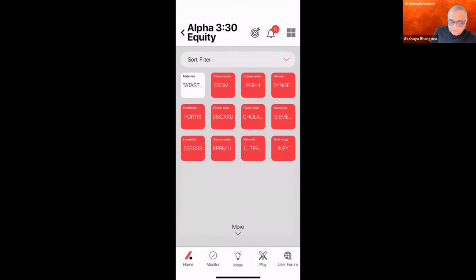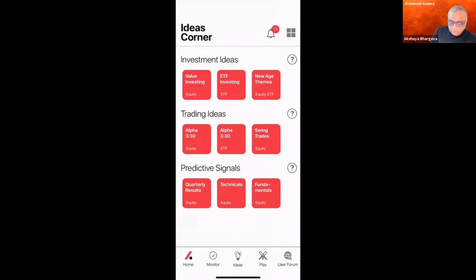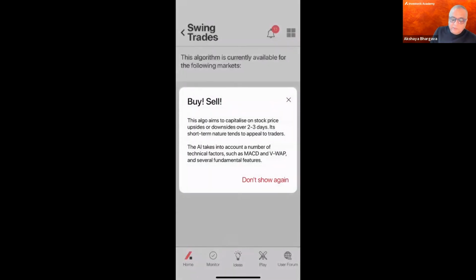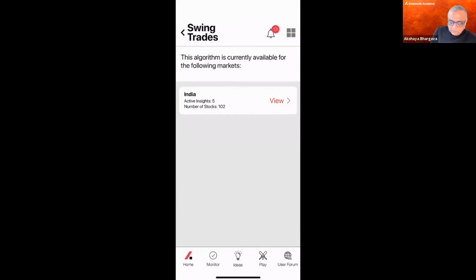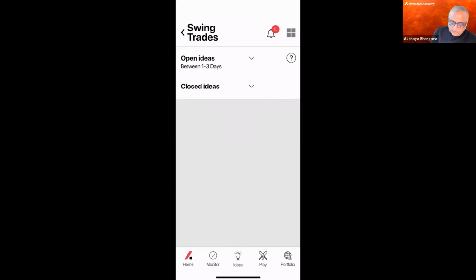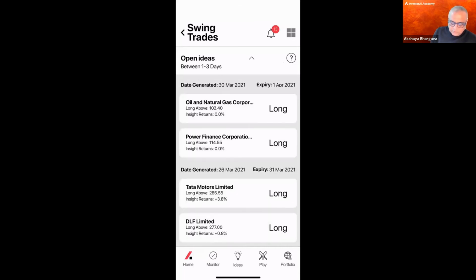I'm a little conscious of time, so I'm just going to cover one more, which is swing trades. This is a 3-day idea. We only cover the India market in this, so this is only for India. If you go back, it shows you there are 5 active insights today, and the number of stocks we cover is 102. There are open ideas, so I can say, show me open ideas.